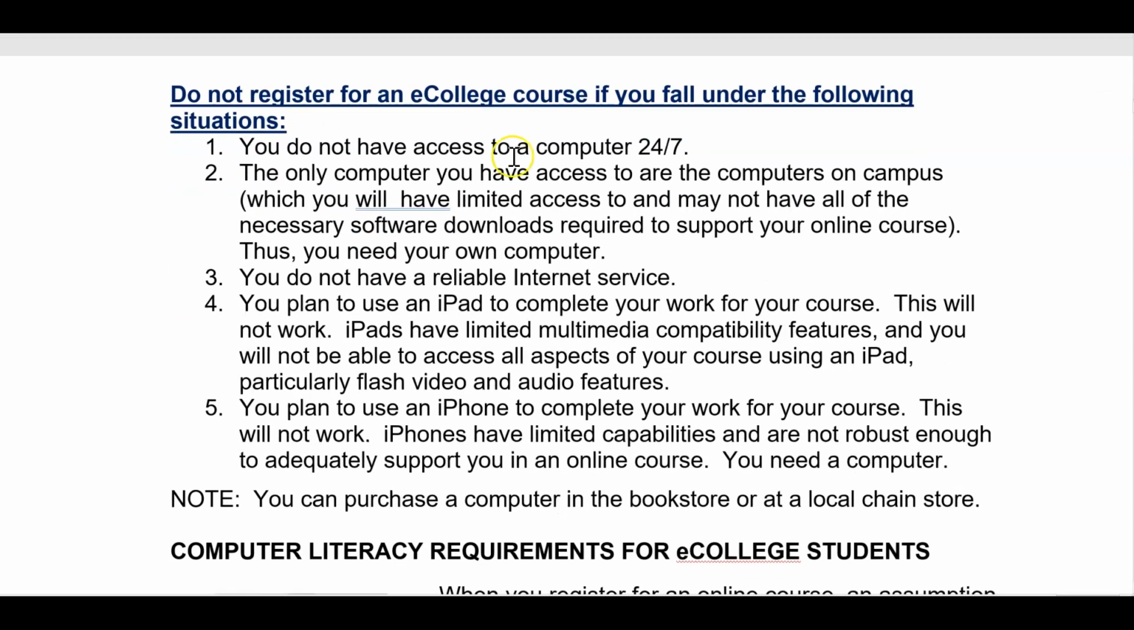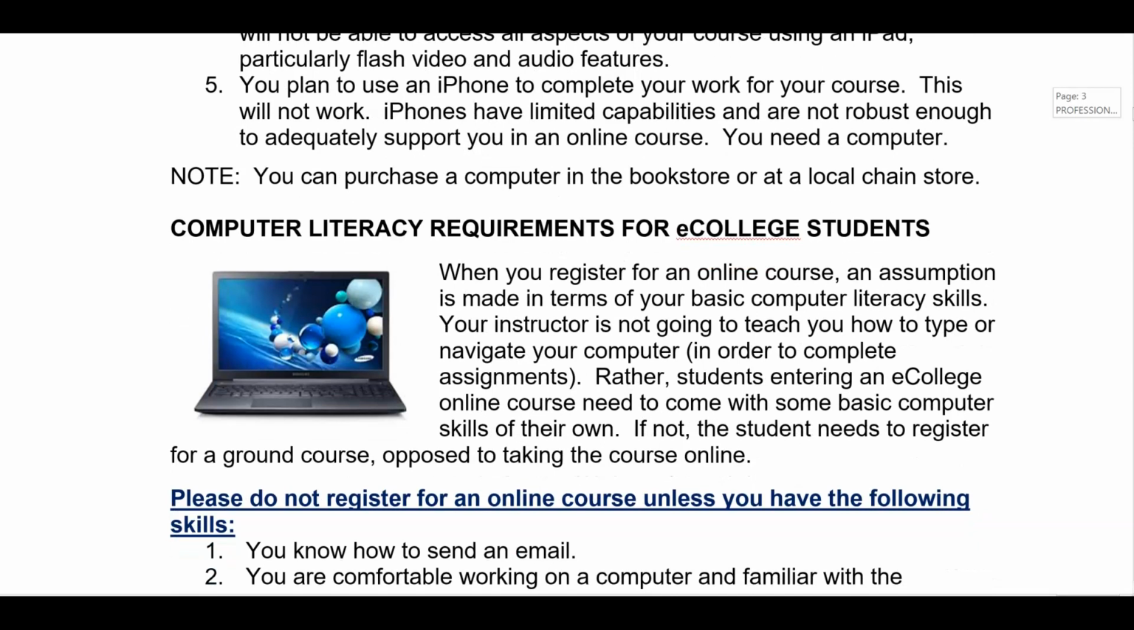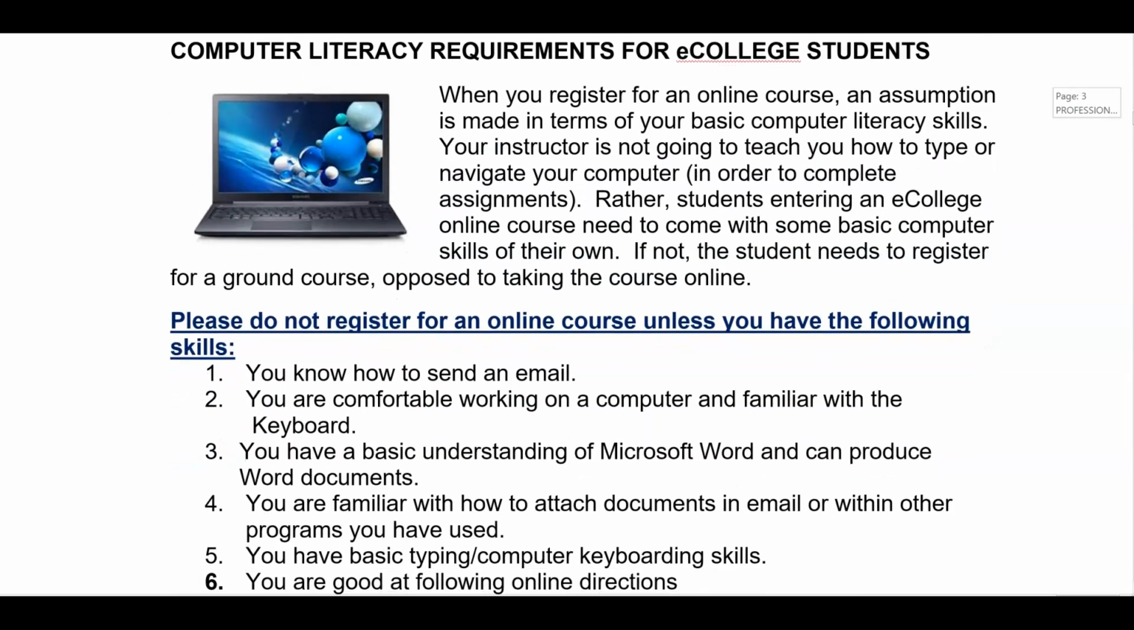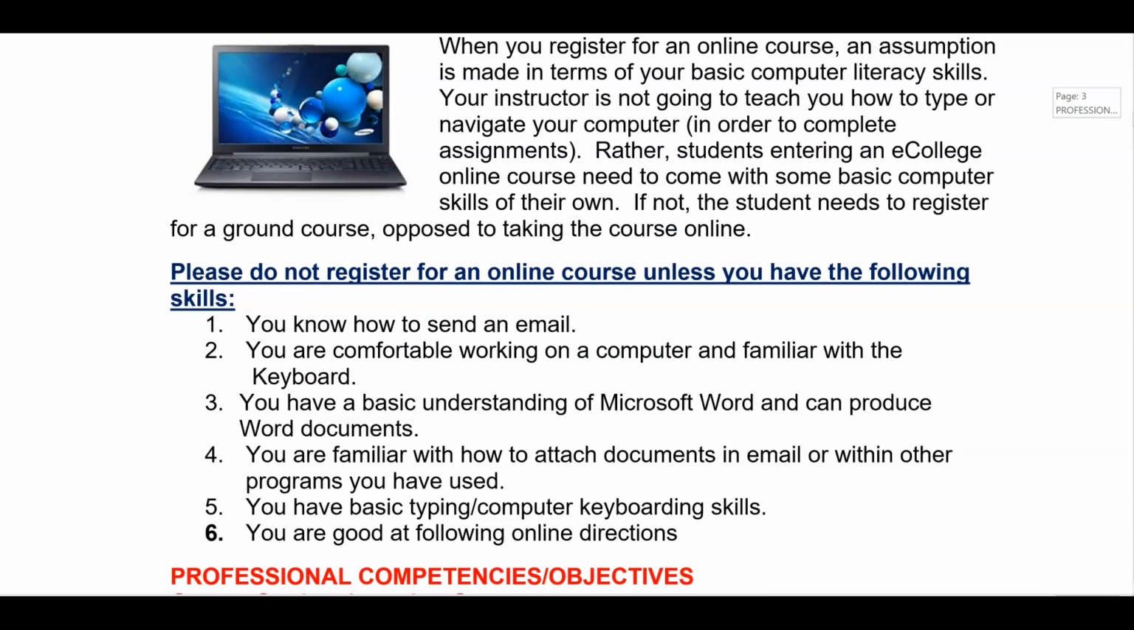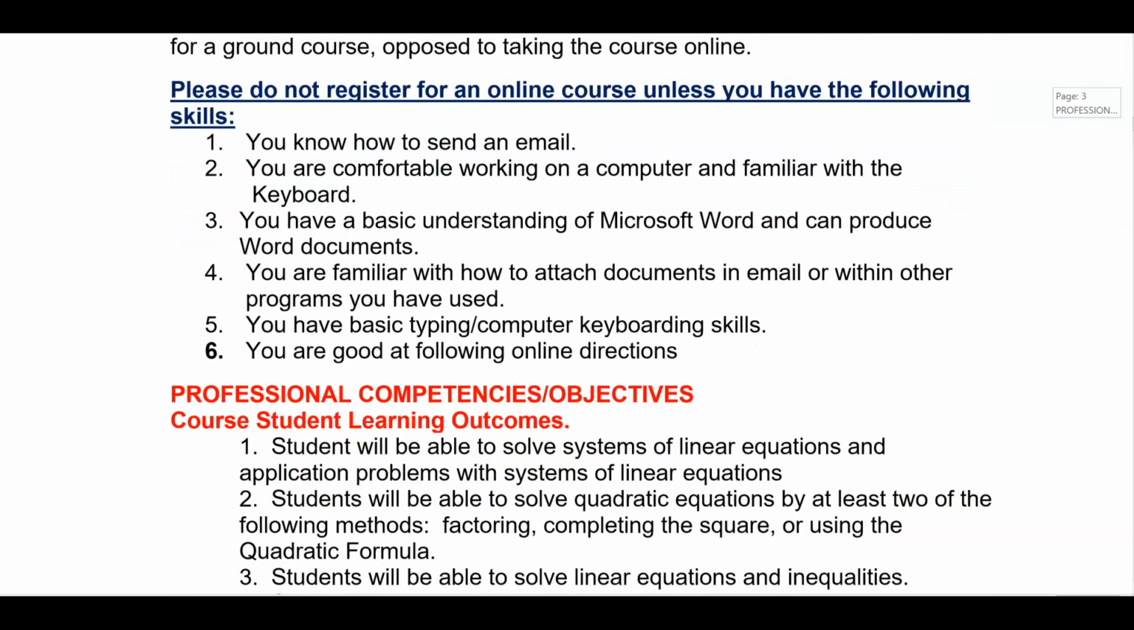And then these are some suggestions to not continue to be in the online course if, for example, you do not have access to a computer, or you don't have reliable internet service, or you plan to use your iPhone for everything, or your cell phone. You can't do everything on your cell phone, or your iPad. So make sure that you have everything you need to be successful in the course. You can read through all of this information thoroughly. Just go to the Syllabus tab in Blackboard to read everything.